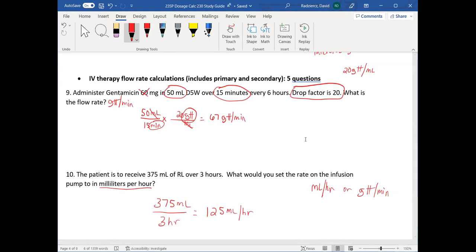Since both answers are there, it might be a good idea just to show you how, if you are ever wondering, how do you go from milliliters per minute to milliliters per hour? First of all, no, you should label the answer drops per minute.